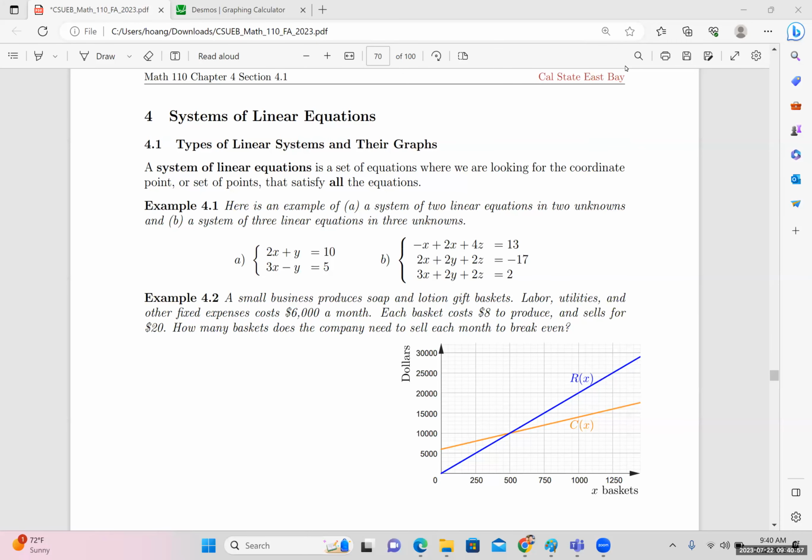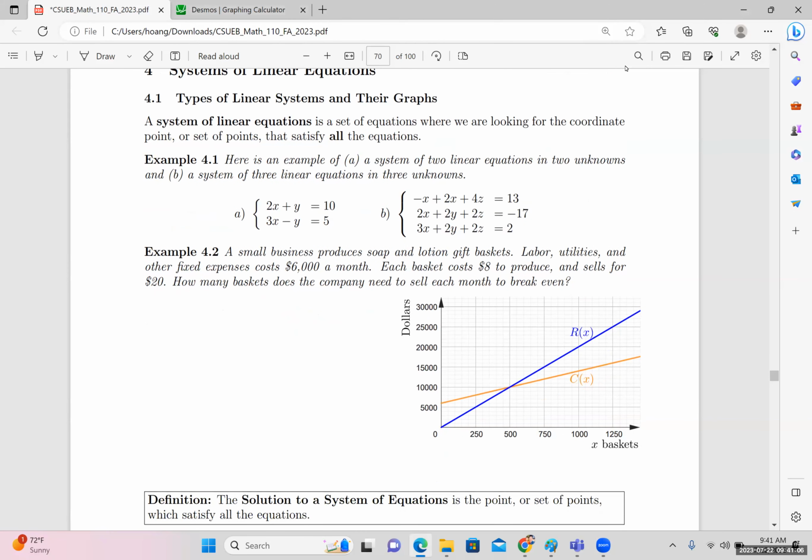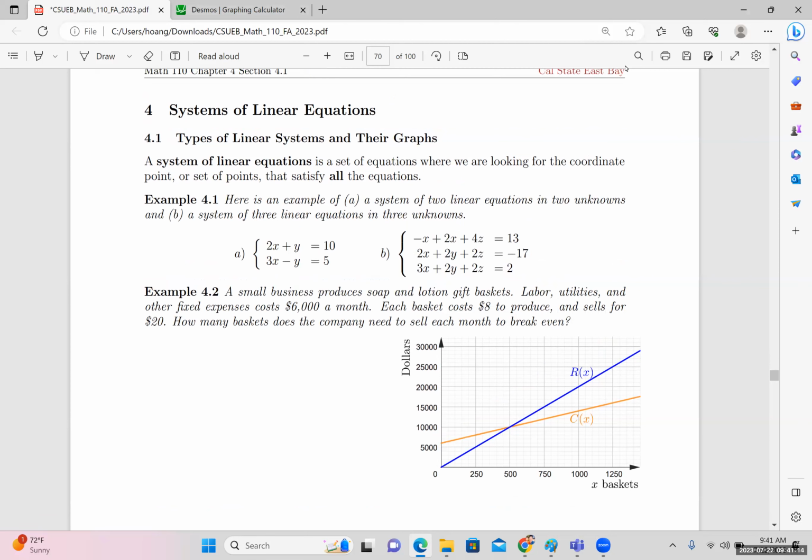Today we're going to come to chapter 4, systems of linear equations. We come to section 4.1, the types of linear systems and their graphs. Keep in mind that we will actually have 3 types of linear systems, and we will learn about that later.